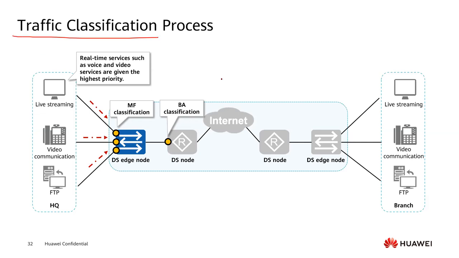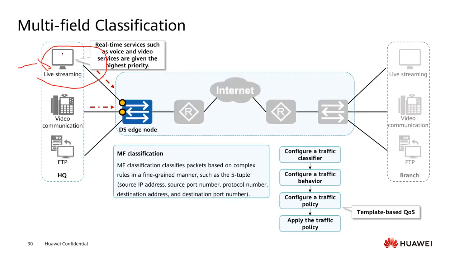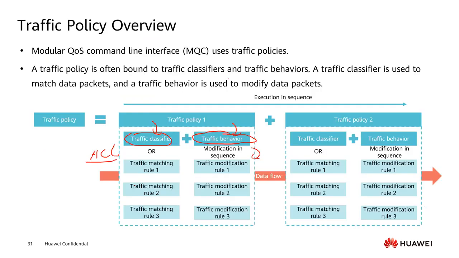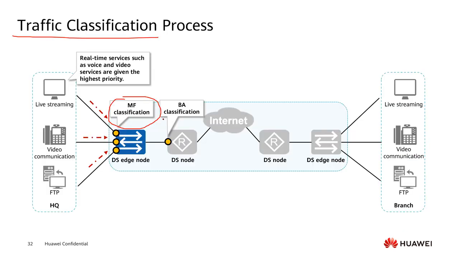So the traffic classification, actually we can divide into two types. First is the multi-field classification. The multi-field classification basically means that we will use the ACL, the 5-tuple, to classify the traffic. This multi-field classification basically will be put at the edge of the DS domain. DS stands for differentiated services, the DS domain.